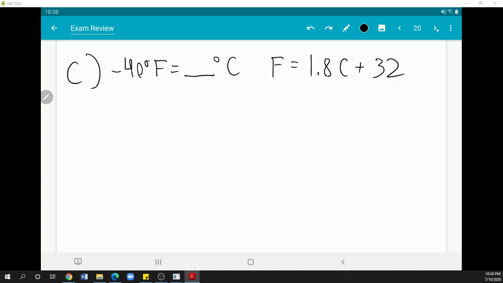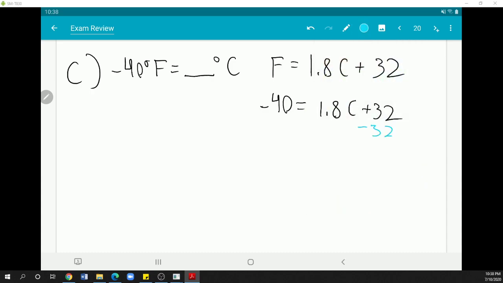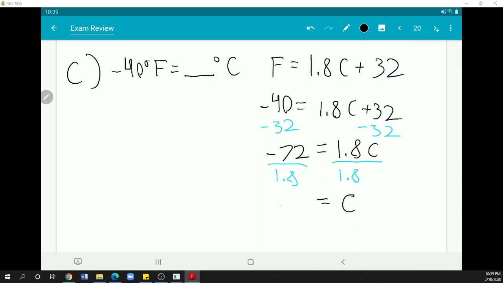So now I have minus 40 equals 1.8C plus 32. Subtract 32 from both sides. You get minus 72 equals 1.8C. Again, I need to get that 1.8 off. Go through, and you get C equals minus 40.